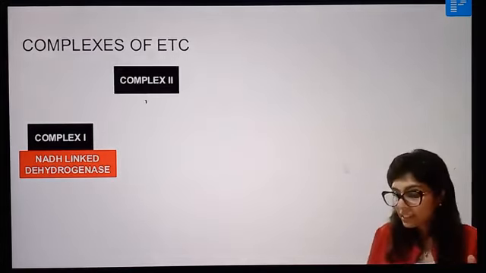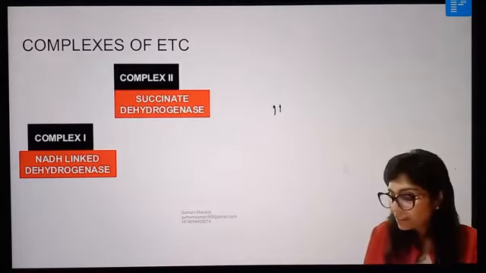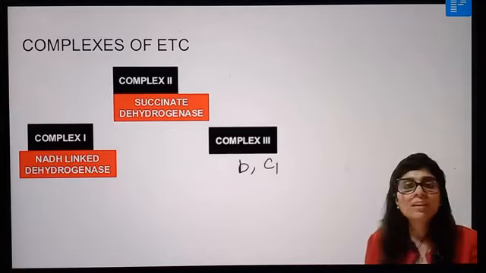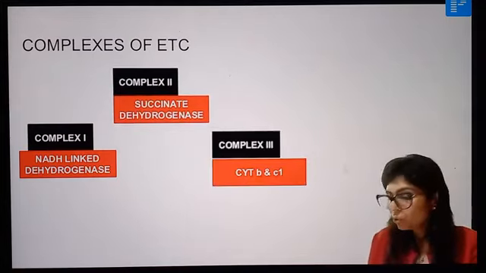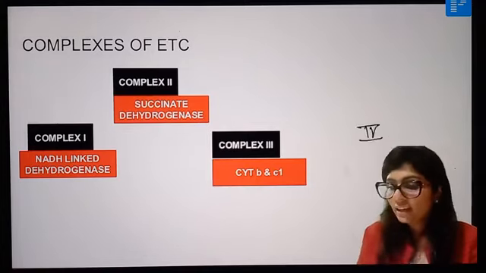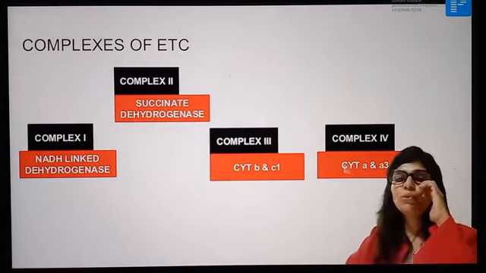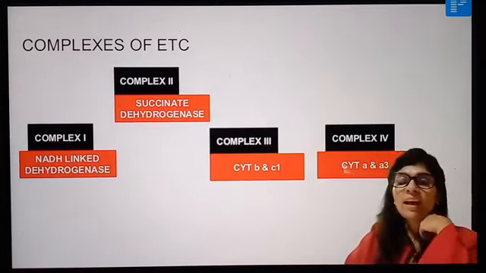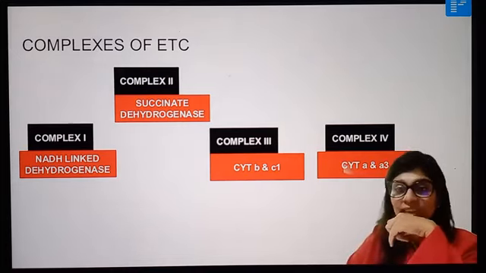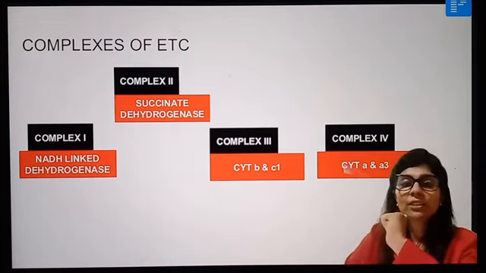Complex 2 is succinate dehydrogenase. Complex 3 is cytochrome B and cytochrome C1. Complex 4 is cytochrome A and A3. And the last one is complex 5, which is the ATP synthase complex, which I will not be showing you here. So these are the 5 stationary complexes.